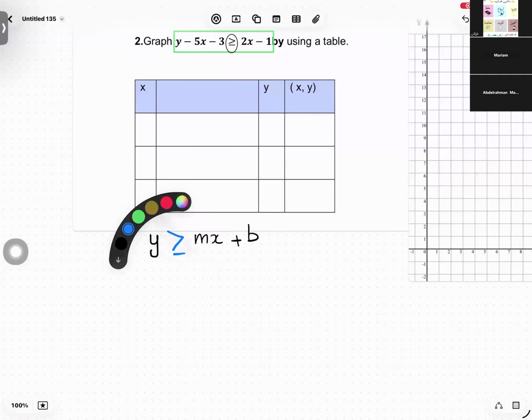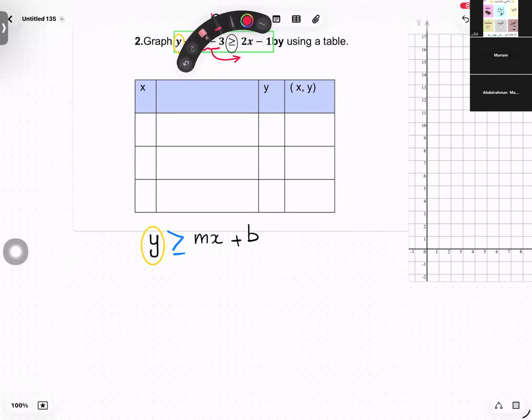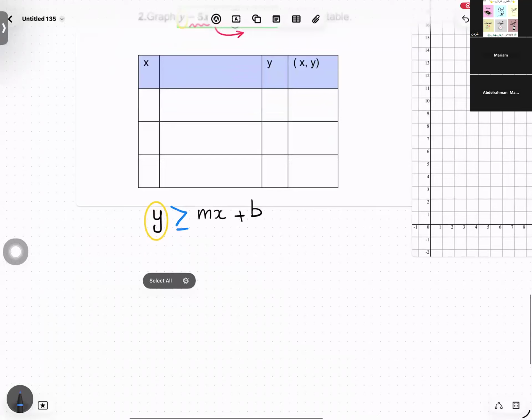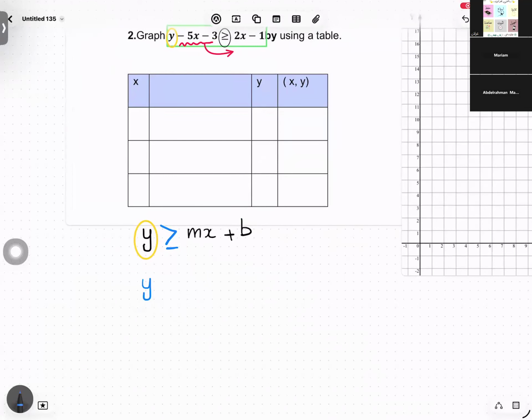It has to be isolated, the same as we did in the equation before. So we need to leave this y alone on the left side, which means we need to move these two terms from here to the right side, and make them positive. Excellent. So it will be y greater than or equal to positive 5x, and 2x which was there, and positive 3, and beside it negative 1 which was there.